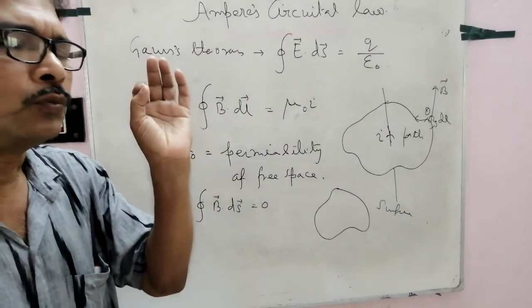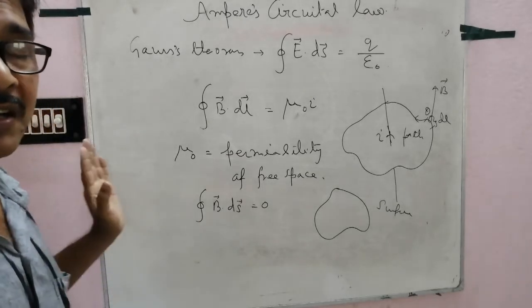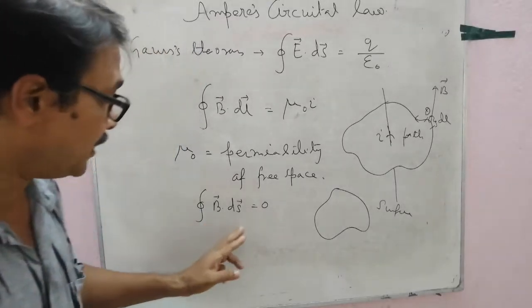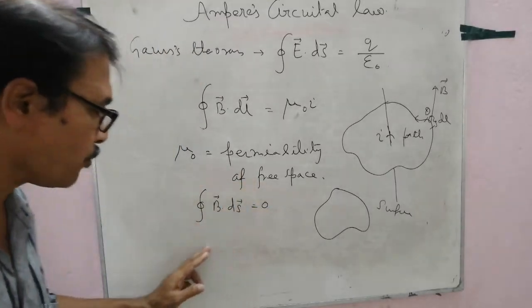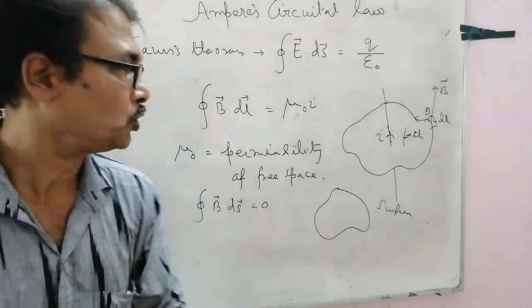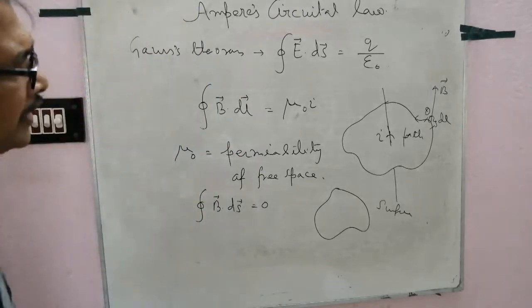We can never imagine the isolated pole of a magnet. From this point we may come to a conclusion: magnetic lines of force are closed, but electric lines of force are open. Clear?